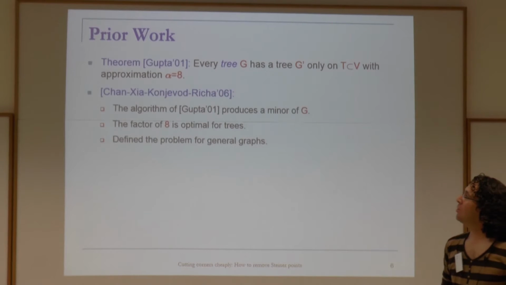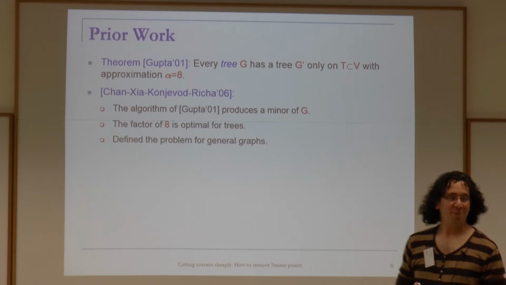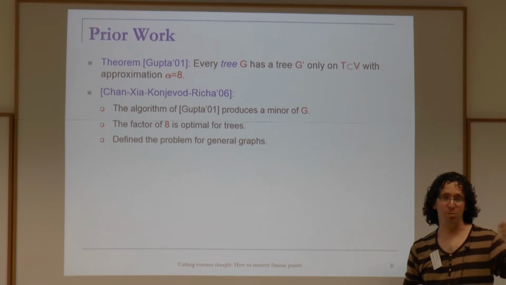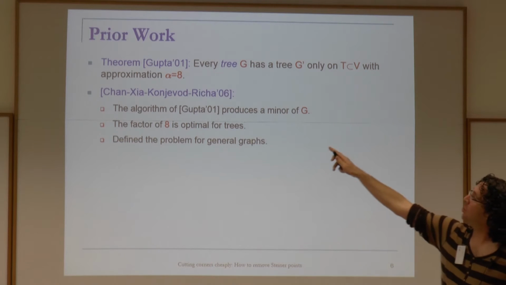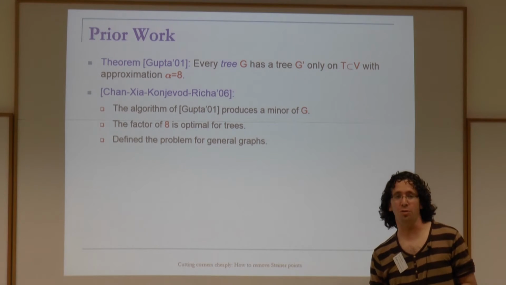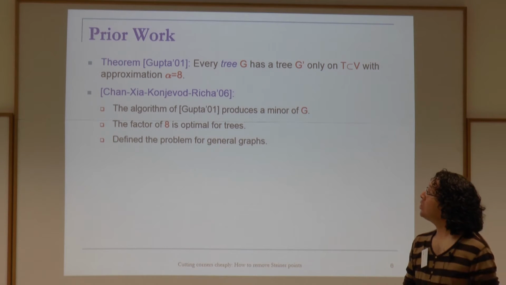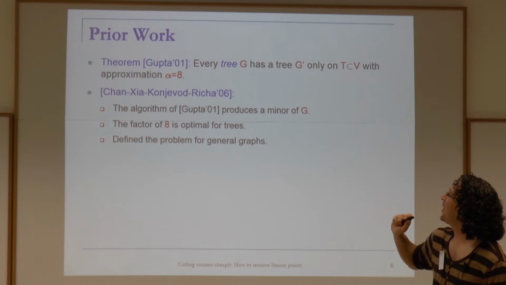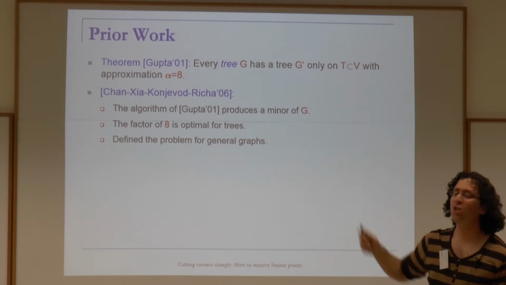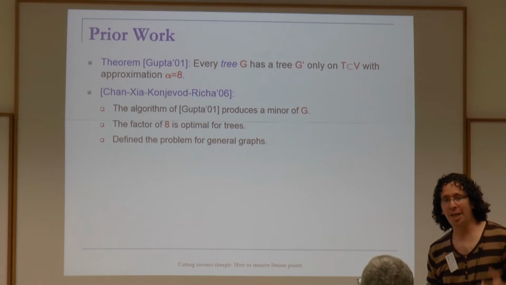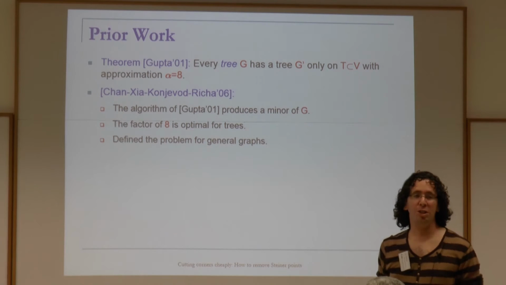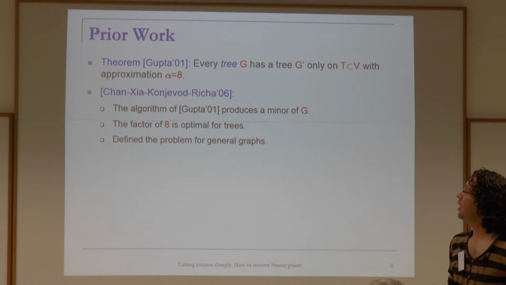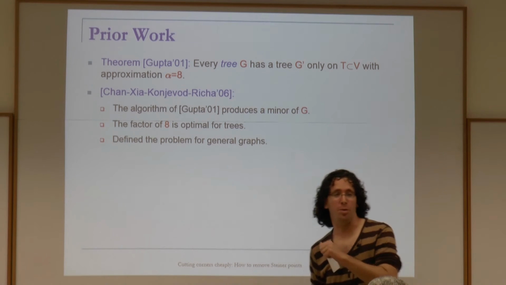So, a small history lesson. The problem originated in a paper by Gupta, which showed that every tree has a tree G prime with distortion only on the terminals, which achieves this distortion of 8. A later paper by Chan, Xia, Konjevod, and Richa showed that 8 is actually optimal. They also showed that the original algorithm of Gupta actually achieves not just another tree, but a minor. And they defined the problem for general graphs, the problem that I stated earlier.